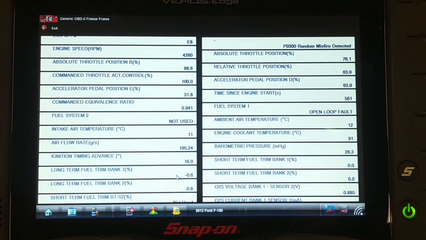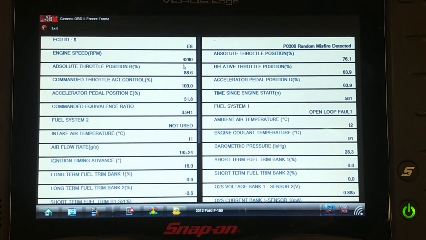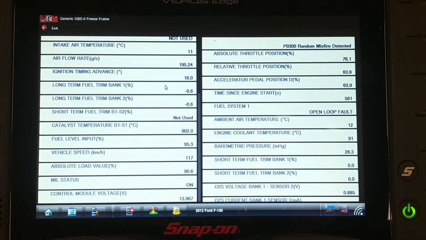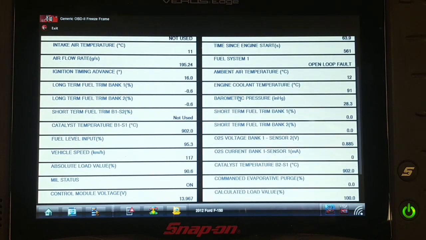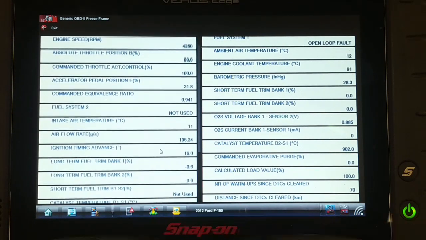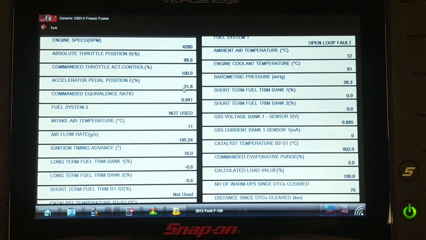Long-term fuel trim on both banks is reasonable. Was it even in closed loop? Engine coolant was 91 Celsius, so it was at operating temperature. 4,280 RPM, so it was actually running pretty hard at that time. Calculated load value 100%, so obviously they had their foot in it when it recorded that random misfire. Accelerator pedal was only 38, 31, 32%.